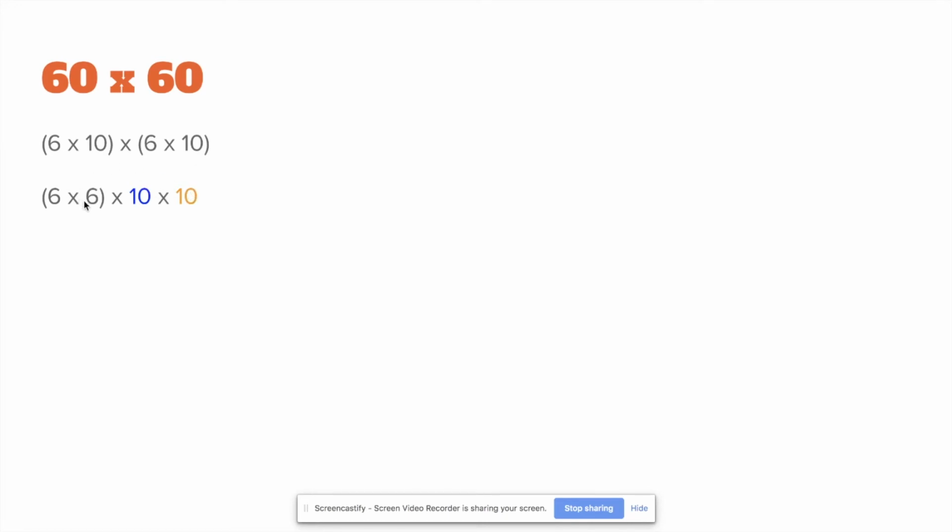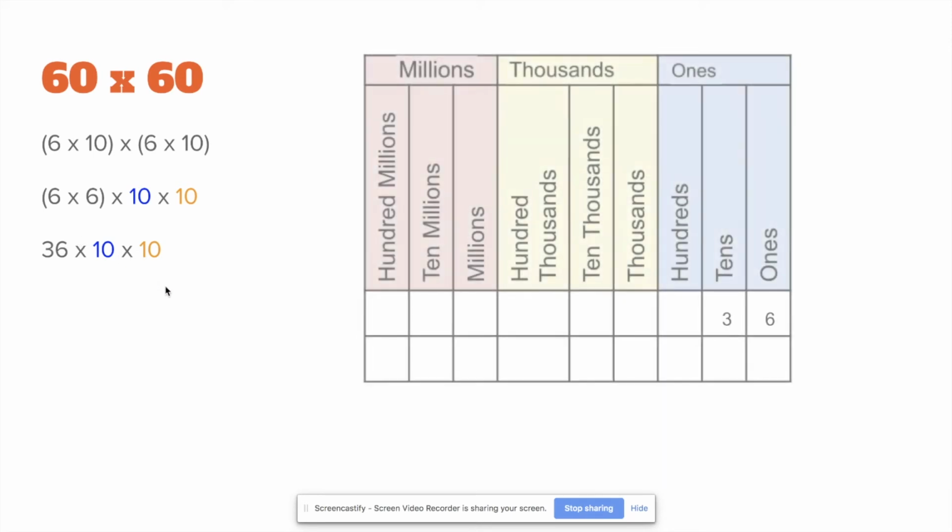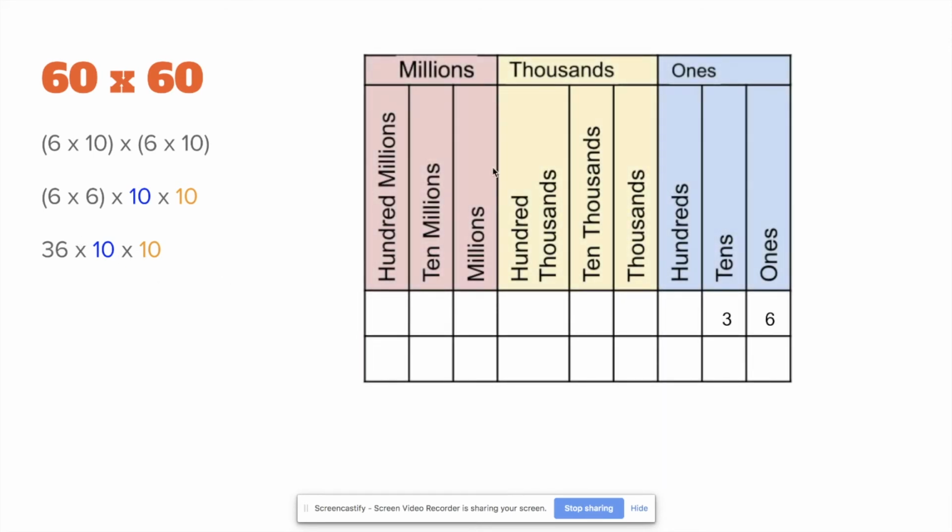So 6 times 6, what's that? 36. 6 times 6 is 36. And now we're doing 36 times 10 times 10. So 36, what's 10 times greater than 36? And then we have to do 10 times greater than that. Let's get our handy dandy place value chart. So 36 is 3 10s and 6 1s. So 10 times more than 3 10s is 3 hundreds. 10 times more than 6 1s is 6 10s. So that would be 10 times greater, 360.